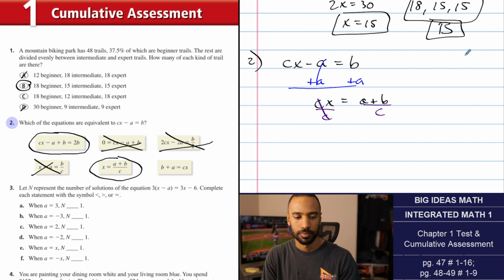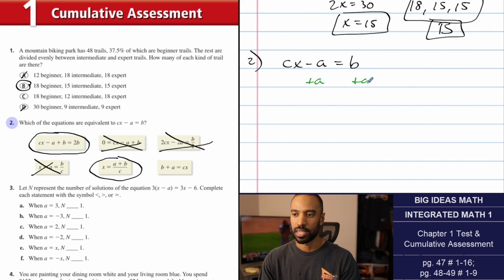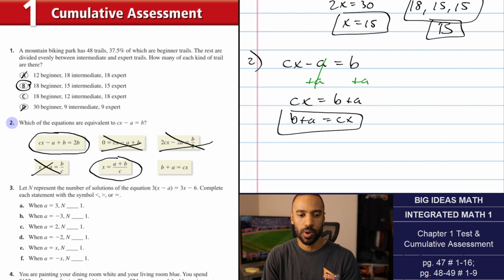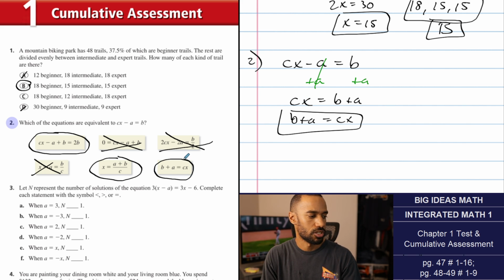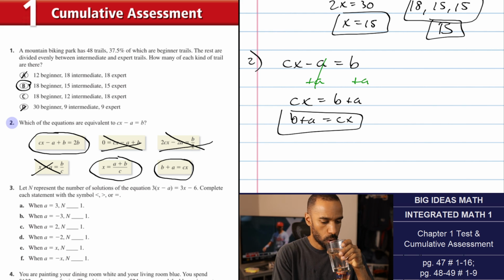So that's all good. And the last one, it's kind of a longer problem with all these things to look at. B plus A equals CX. Well, if I add A to both sides, we just saw this. If I add A to both sides right here, you can write it as B plus A or A plus B, up to you. CX equals B plus A, or heck, B plus A equals CX. This is all good as well. I didn't solve anything, but that is equivalent as an expression. So yes, that works out. So 3 of them work, 3 of them do not.